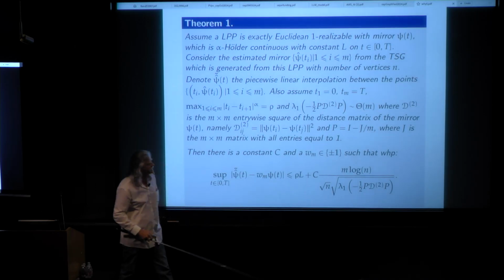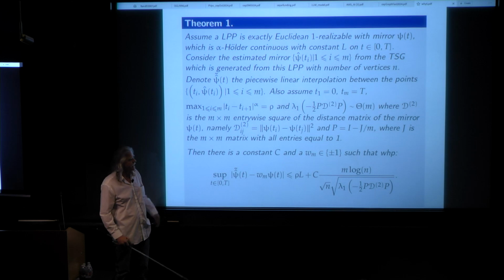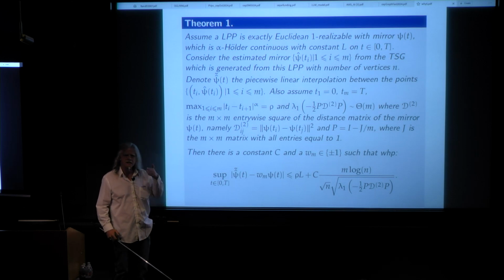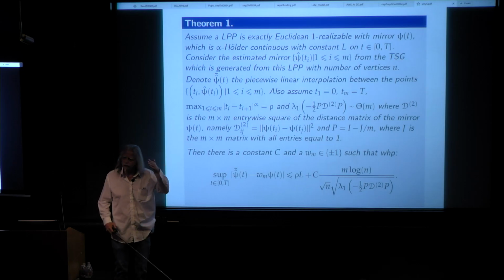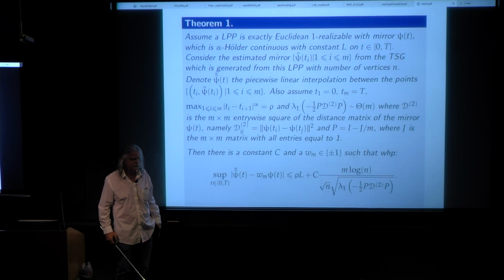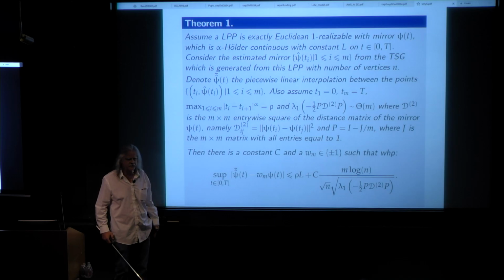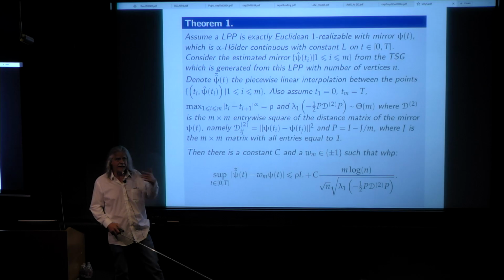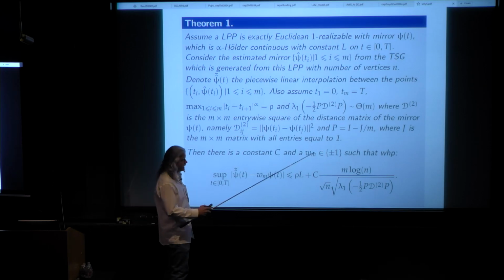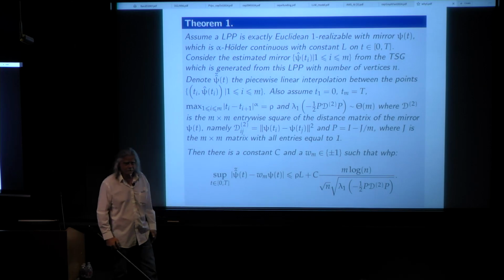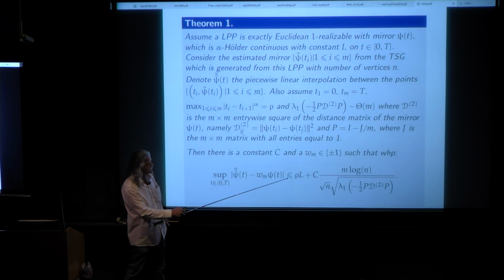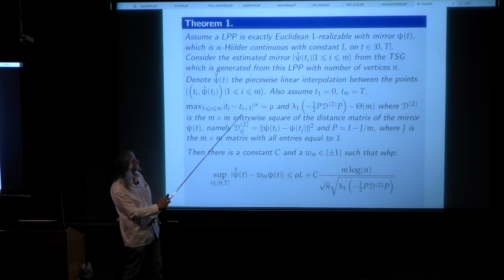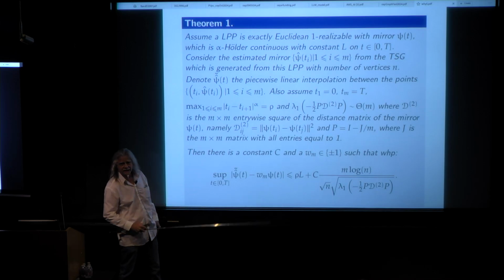But the interesting thing to me is this thing on the right, and I have m log n over root n times something. So m is the number of graphs in my time series of graphs, and n is the number of vertices. So if we fix m, for instance, and we let n go to infinity, this part disappears. But this part won't disappear unless m increases in some sort of infill asymptotics perspective.